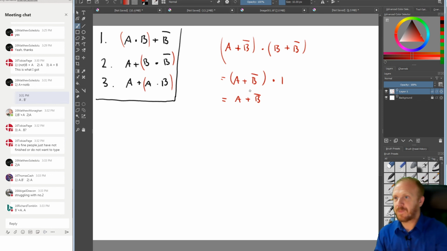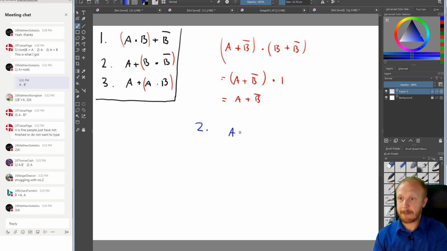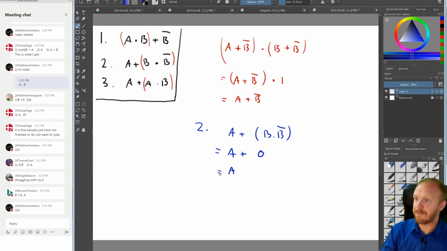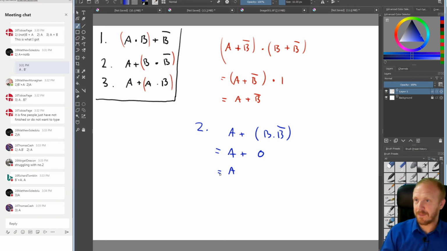The second one, I was being a bit sneaky here. There's absolutely no need for any multiplying in or anything like that, because that's in a bracket already, and B dot B bar can already be simplified. That simplifies to 0. It's not possible for B and B bar to be 1, because one of those will always be a 0. So that just becomes A plus 0. Anything or 0 is just itself, so that's just A. So the second one was designed to look like a more difficult question, but in fact it was a very straightforward one. There was no multiplying out needed at all.